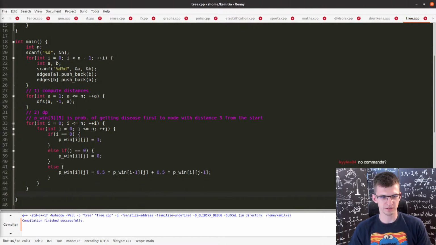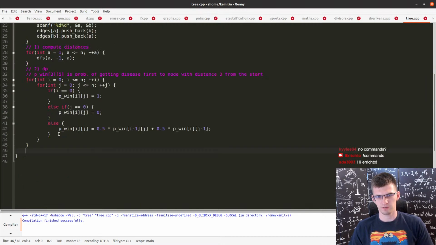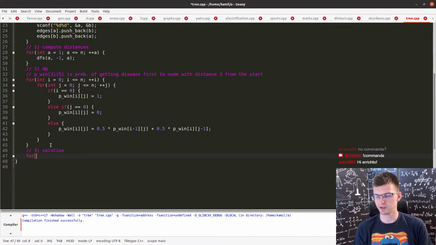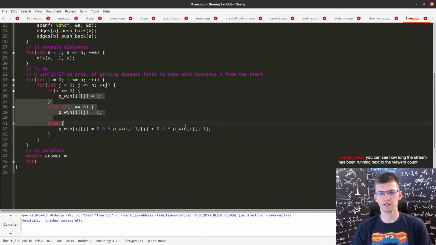No comments? There are comments, just maybe not the ones you tried. Right, we have this, and now for the first thing there is an actual solution. We iterate over every pair of nodes. First, let's do everything with doubles. Oh yeah, I should have done this with modulo 1 billion 7.